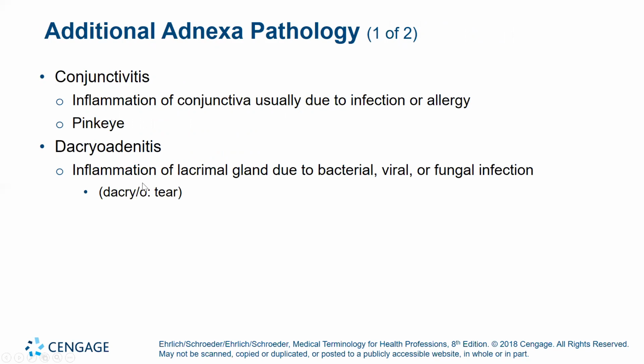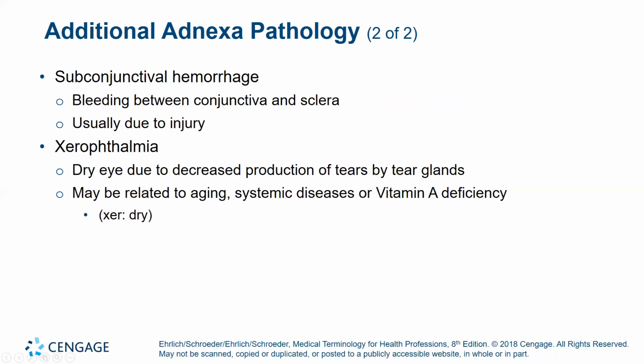Then we have dacryoadenitis. Dacryo is tear. So this would be inflammation of the lacrimal gland, and this is due to bacterial, viral, or fungal infection. We have subconjunctival hemorrhage. It's bleeding between the conjunctiva and sclera. It's usually due to an injury. And then we have xerophthalmia. Xero is dry, so it's dry eye. This is due to decreased production of tears by tear glands. This may be related to aging, vitamin A deficiency, or systemic diseases.